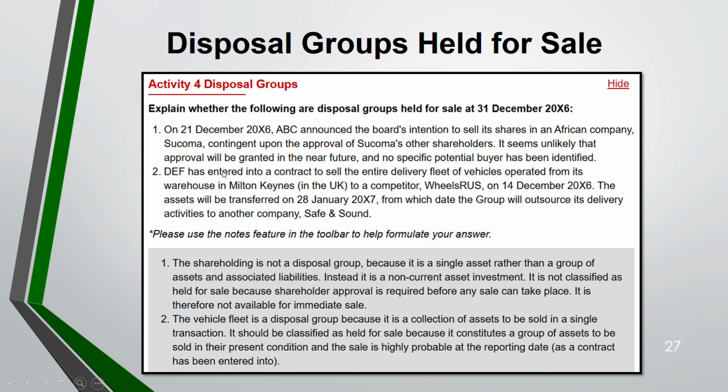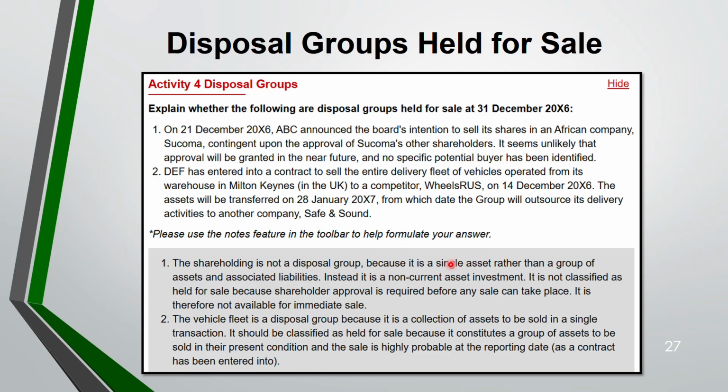So example, activity 4. This is about the disposal group. You have to explain whether the following are disposal group held for sale or not. In the first one and the second one. In the first one, on 21st December, ABC has announced the intention to sell its shares, which is contingent upon the approval of the shareholders. It seems unlikely that the approval will be granted in the near future, and also no buyer. So in this first one, it's not a disposal group.